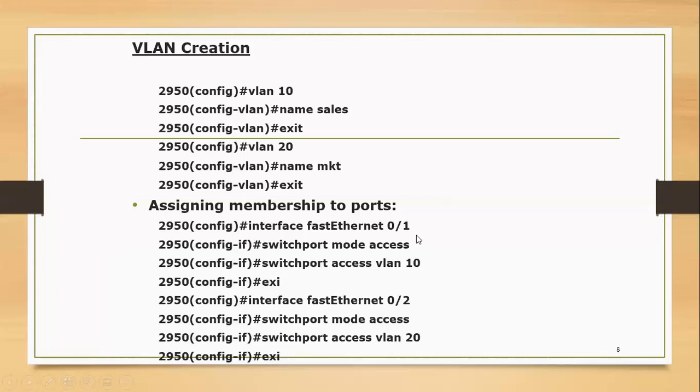Interface FastEthernet 0/1, switchport mode access. We are configuring it as access because it's a switch to PC connection. So first make it access and then switchport access VLAN, VLAN ID 10. Now by this command, interface FastEthernet 0/1 will move to VLAN 10 from VLAN 1. The same way you can bind interface FastEthernet 0/2, first make it access and then bind it to VLAN 20. After this, when you do show VLAN, you will see VLAN 10 and 20 with the names that you have given and the port numbers that you have assigned.